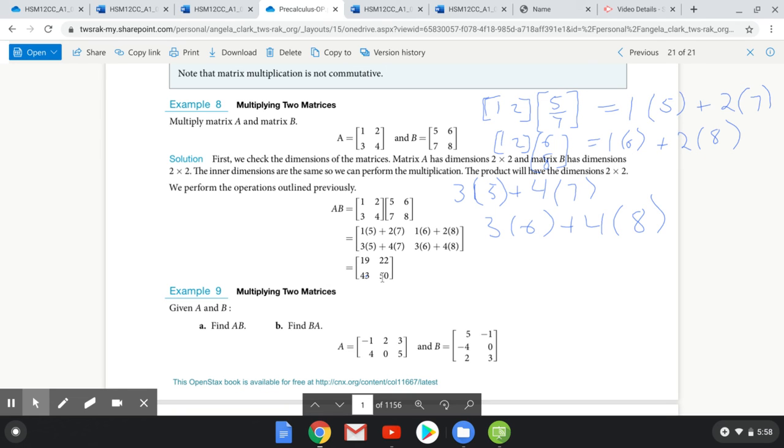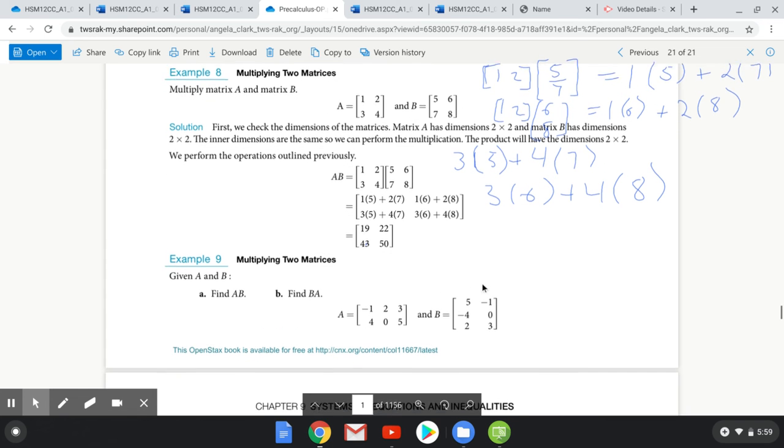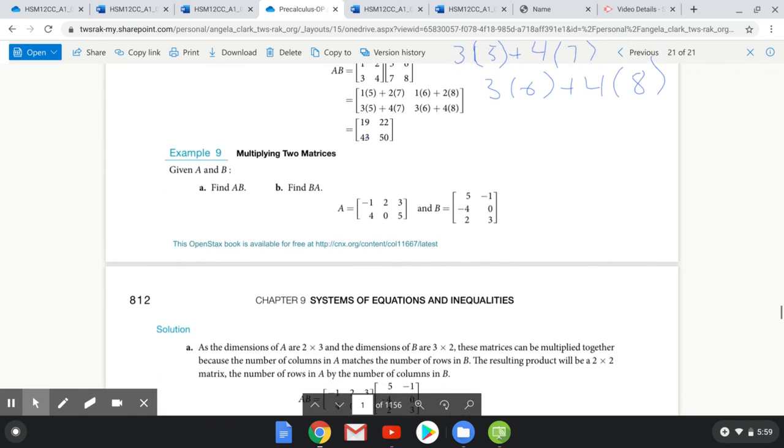If you can remember and do it in your head, that's fine. But if you need to write out, okay, this is the row I'm working on, this is the column I'm working on, if you need to do that, by all means, do that.